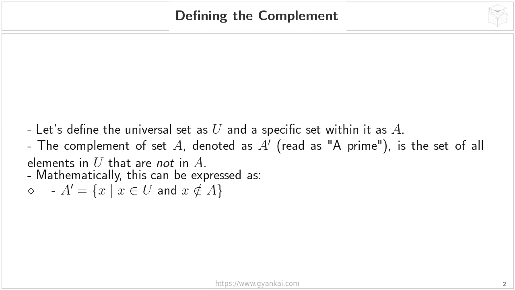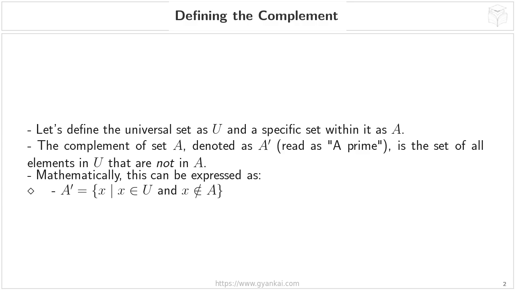We can express this mathematically. It looks a little complex at first, but let's break it down. We write A prime equals the set of all x, such that x is an element of U and x is not an element of A. Let me say that again, a bit slower. It reads as, A prime equals the set of all x, where x belongs to U and x does not belong to A.